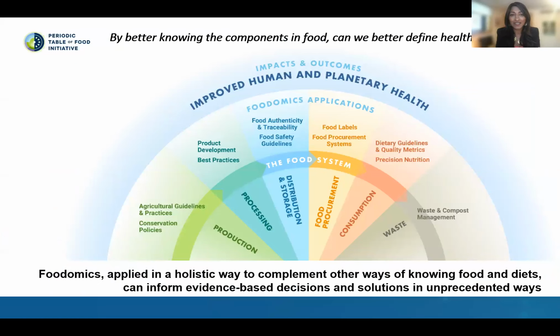And so as I conclude, I wanted to leave you with one question. By better knowing the components in food, can we better define healthy diets? Can we better have more precise agricultural guidelines, as well as other guidance in the food system, so we can really make those agriculture to nutrition linkages? I support that Foodomics, applied in a holistic way to complement other forms of knowing food and diets, can inform evidence-based decisions and solutions in unprecedented ways.